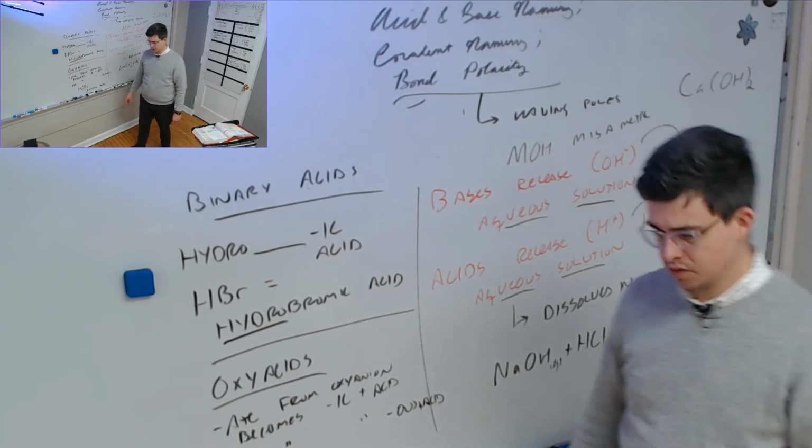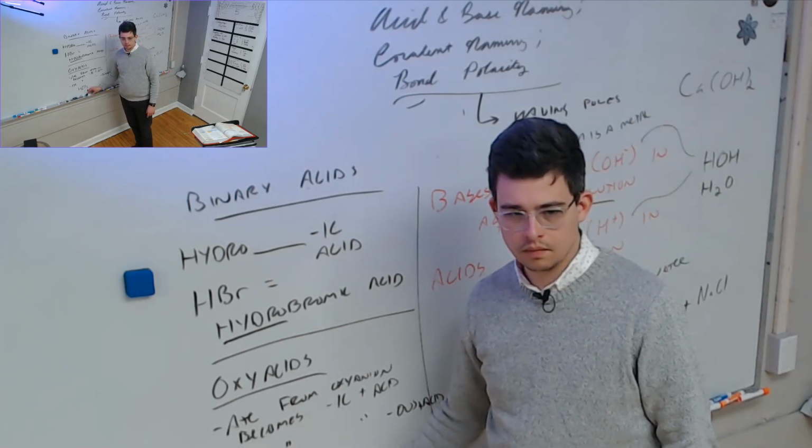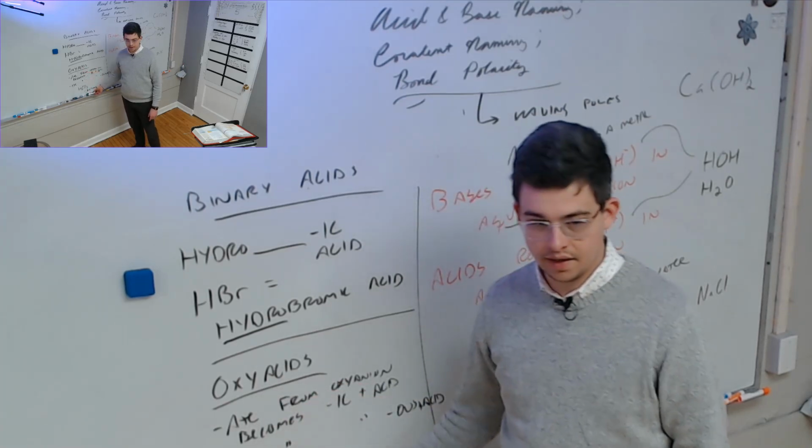Well, you mean like if it was bicarbonate? An acid contains both a hydrogen atom and an oxygen? Not always. An oxyacid will contain a hydrogen ion and an oxyanion.